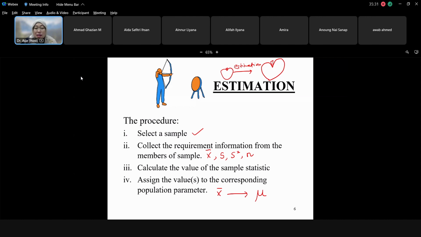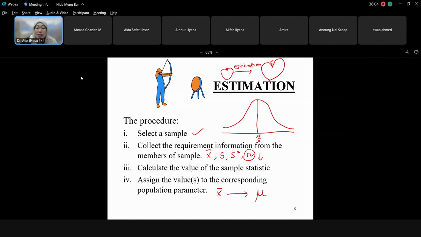Why did I say that? Remember when we draw this normal curve, the center will always be the mean, right? So the mean should be the same. The only difference is the distribution, because here we have a smaller n, and for the population we have a bigger n. So the shape, or the peak, is slightly different. That's what you need to know.